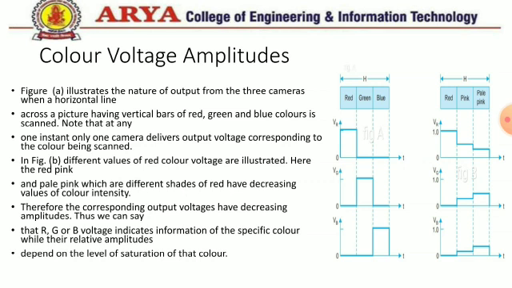Thus, we can say that the red, green and blue voltages indicate information of the specific color, while their respective amplitudes depend on the level of saturation of that color.